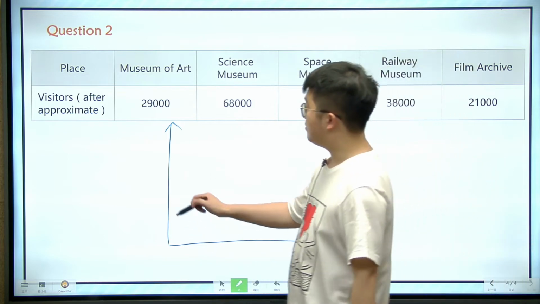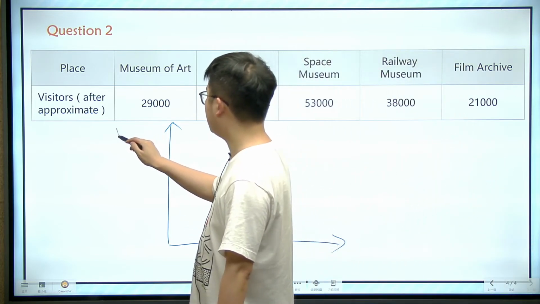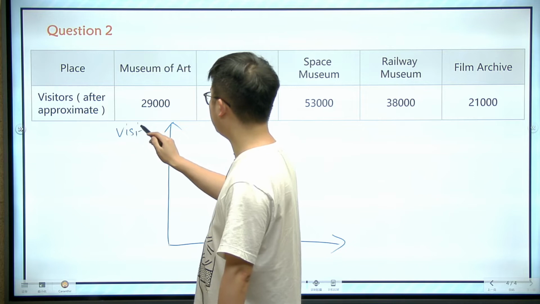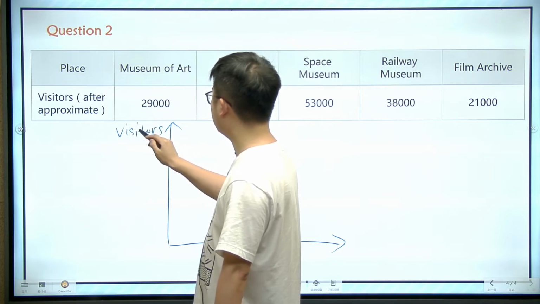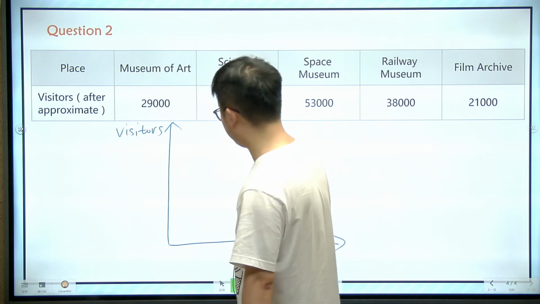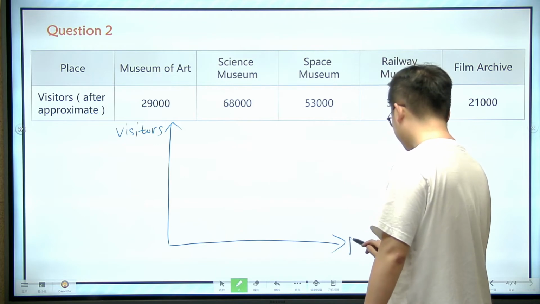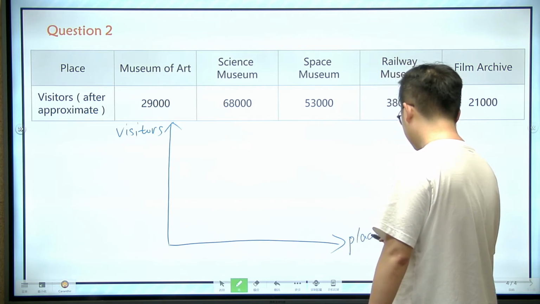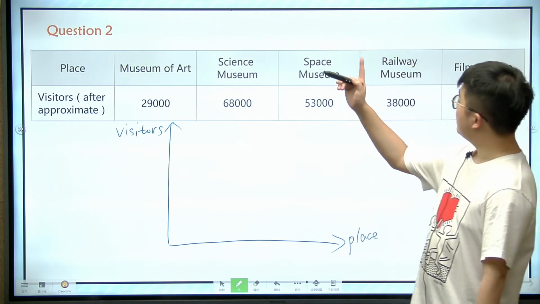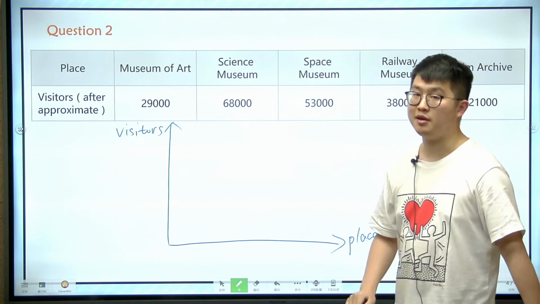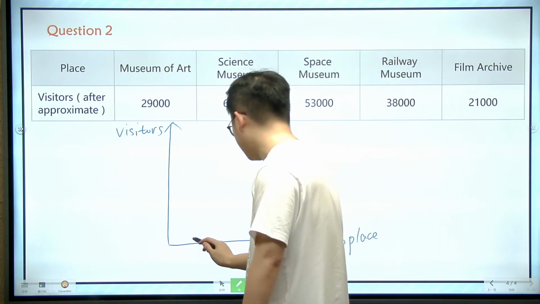So maybe you can kindly write down what it is. This is the visitors, or maybe you can say the number of visitors. This is the place. So now we have 5 places, so write them down here.